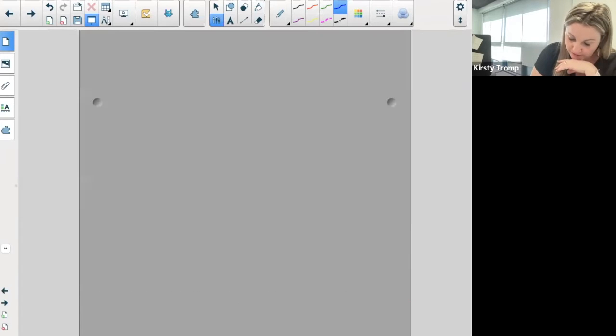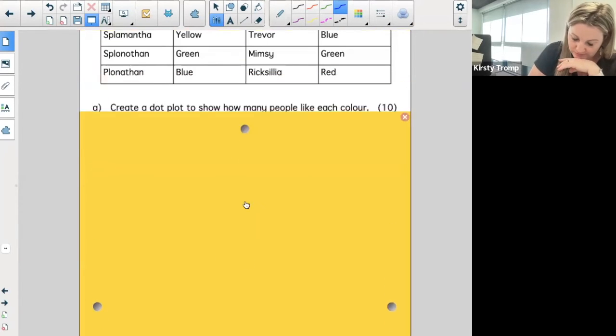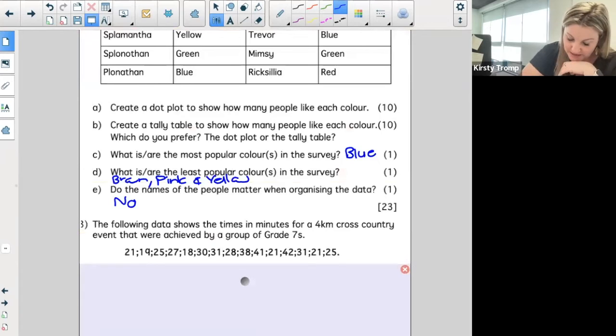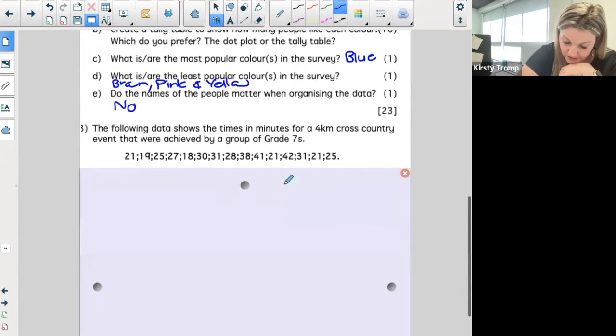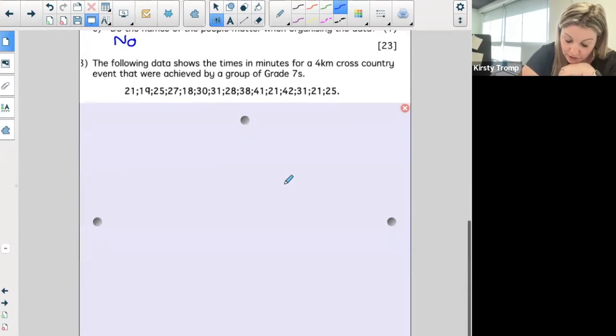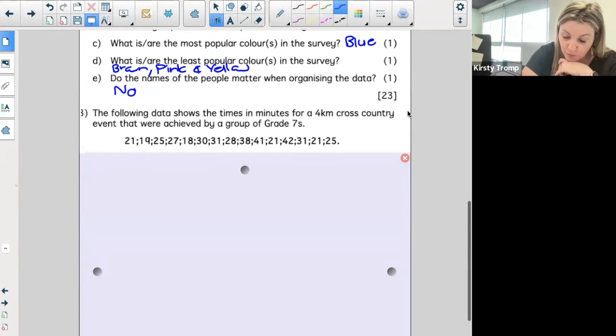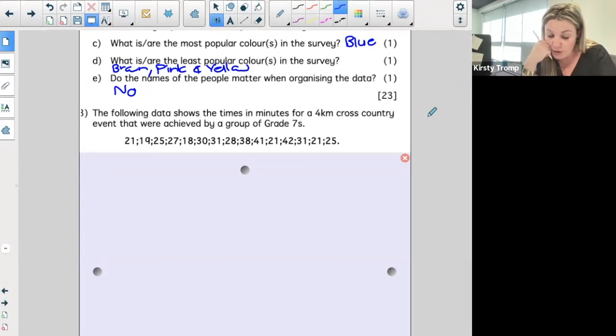All right, let's keep it going. Our next question says, the following data shows the times in minutes for a 4-kilometer cross-country event that were achieved by a group of grade 7s. So we've got 21 minutes, 19, 25, 27, 18, 30, 31, 28, 38, 41, 21, 42, 31, 21, and 25.